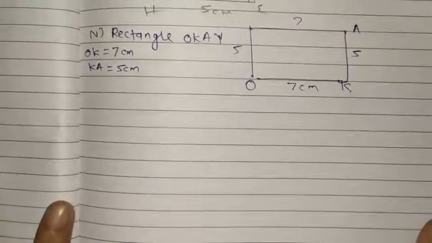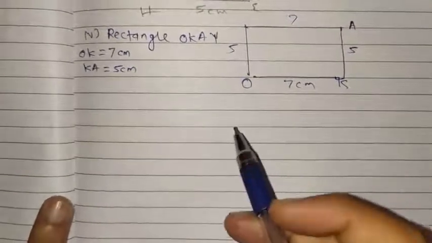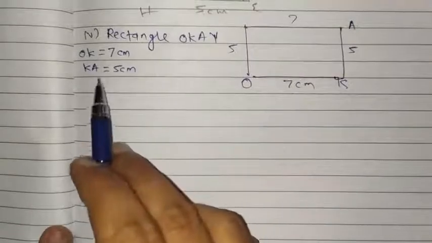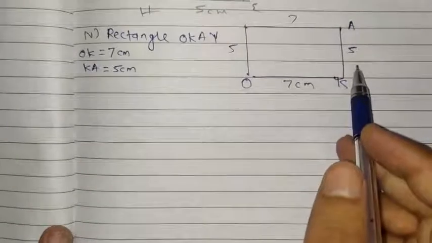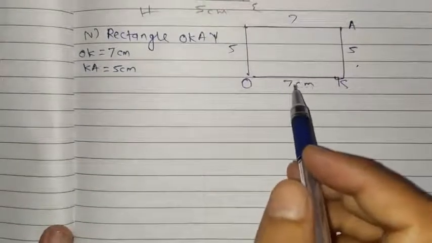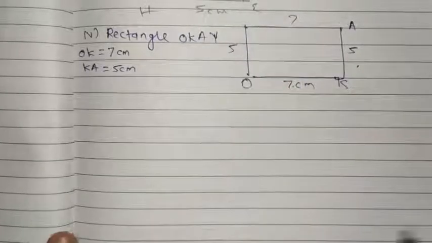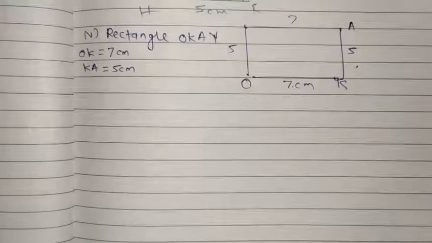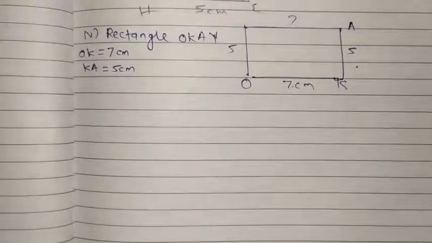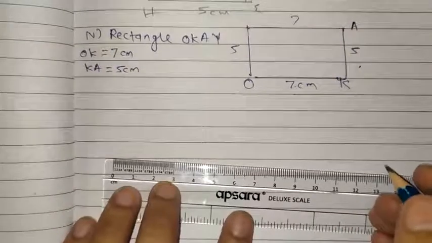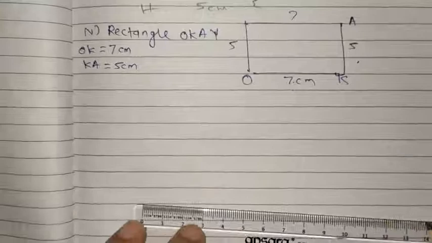So next part is the fourth one. You have to design a rectangle OKAY. OK is given 7 centimeter and KA is given 5. In a rectangle opposite sides are the same. This is 7, so this will be 7. This is 5, so this will also be 5, and each angle is 90 degree. This question is quite simple. First you have to make OK 7 centimeter. So that we will do now.